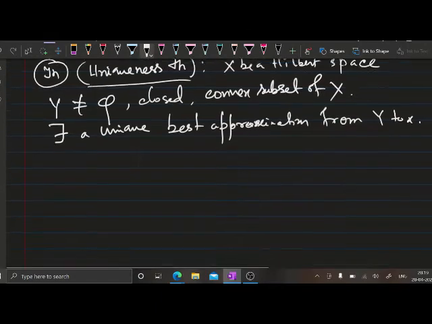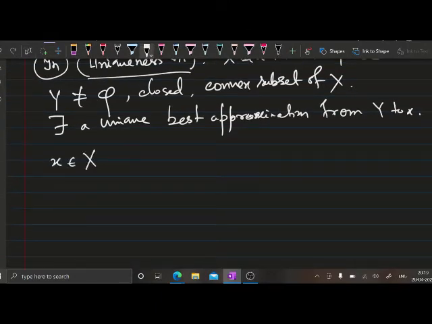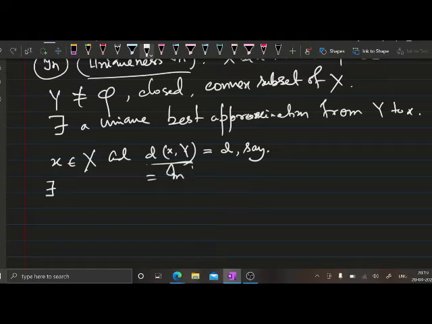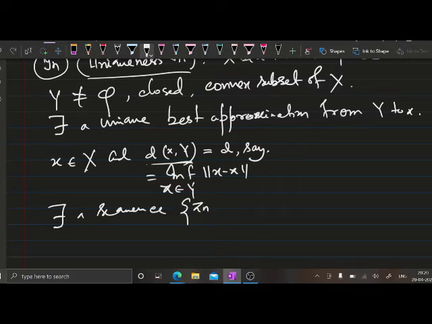So what is the proof? Suppose you take a small x belonging to capital X and consider the distance from small x to capital Y and just denote it by small d, say. Now this is actually the infimum of norm of x minus z, z belongs to Y. So from the property of infimum, you can say that there exists a sequence zn of Y such that the limit of norm of x minus zn is equal to d.